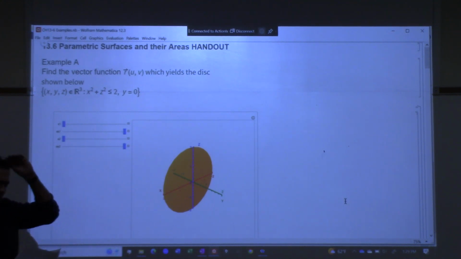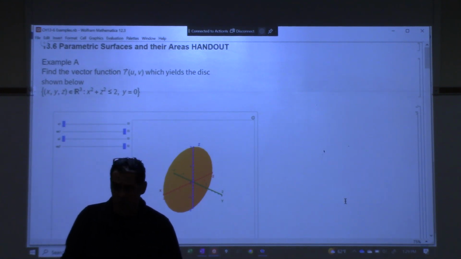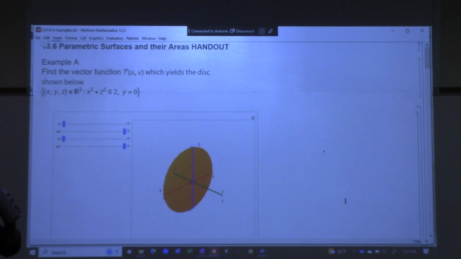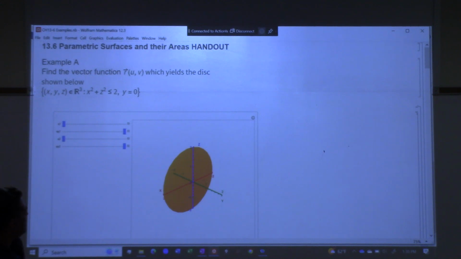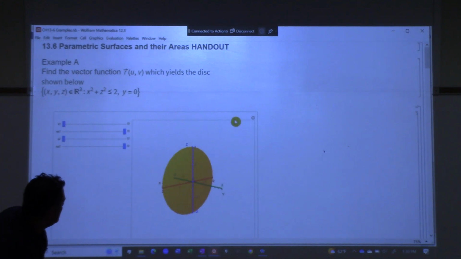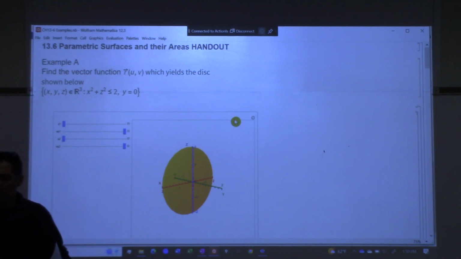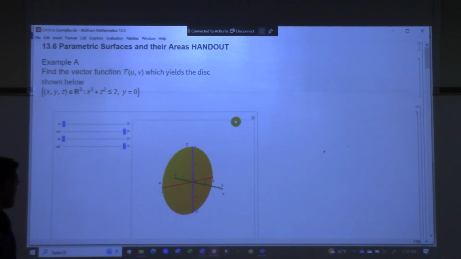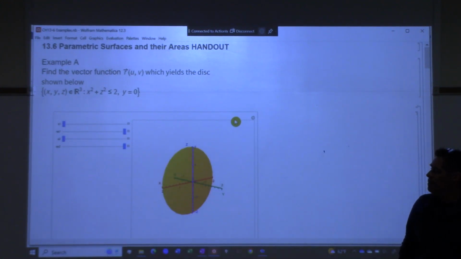Example A. Find the vector function r of u,v which yields the disk shown below. Let me spin this thing around so you can see it. I want you to draw this for me with a vector function. When you look at this, the disk here is in the xz plane, right? I know how to draw a circle in the xz plane, but I want the disk.